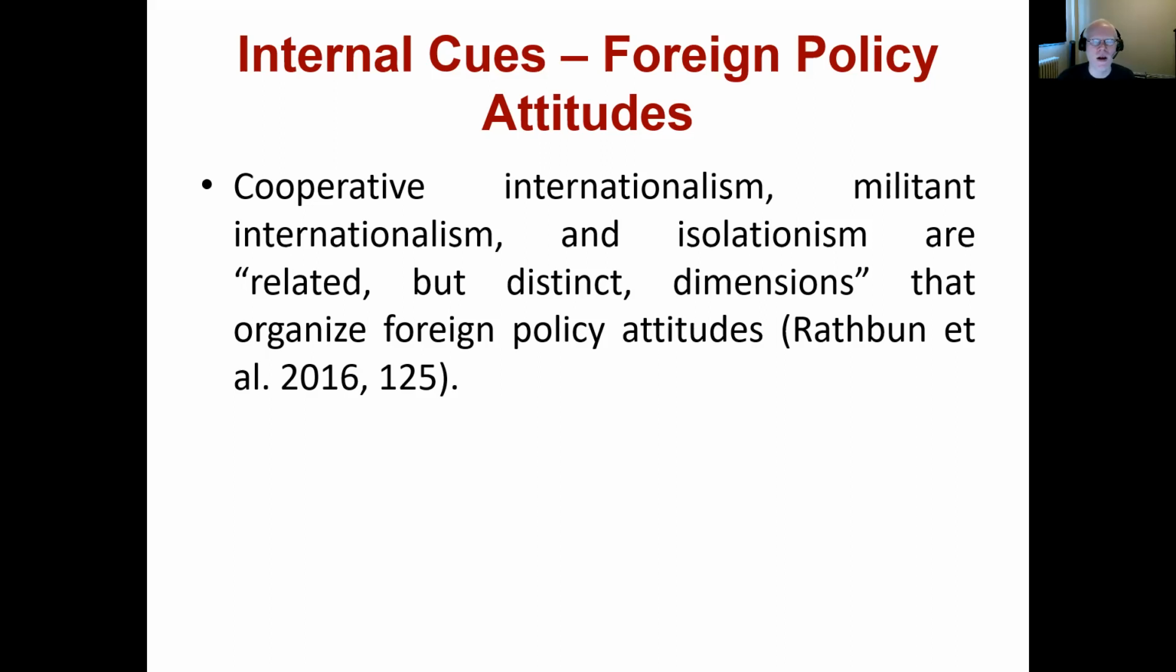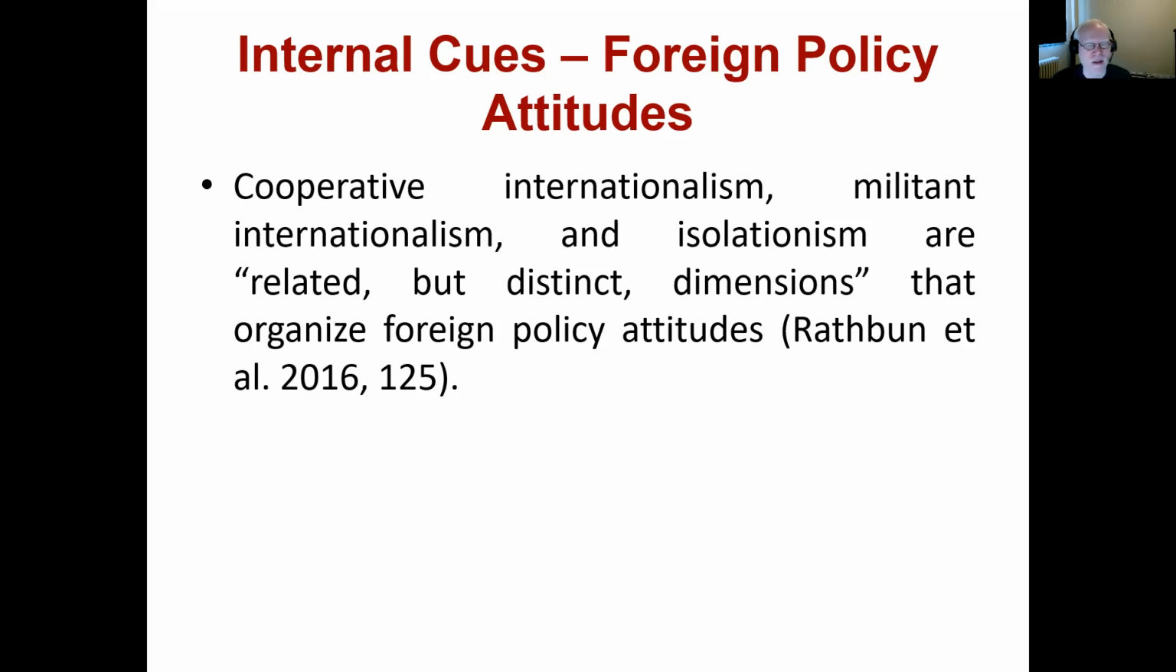There has also been research on foreign policy attitudes. When we're talking about attitudes, we're talking about dimensions that organize foreign policy attitudes, much like ideology organizes a lot of political preferences. So there's cooperative internationalism, militant internationalism, and isolationism. These are dimensions that organize foreign policy attitudes.